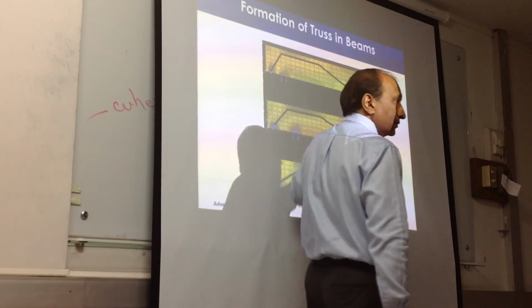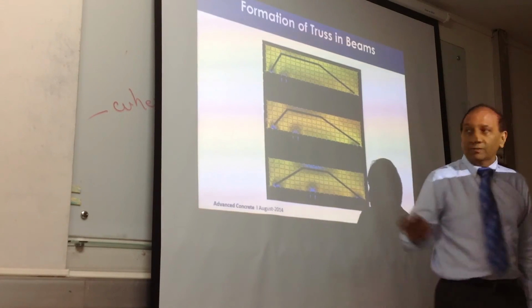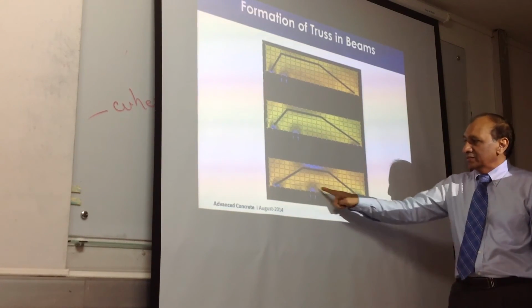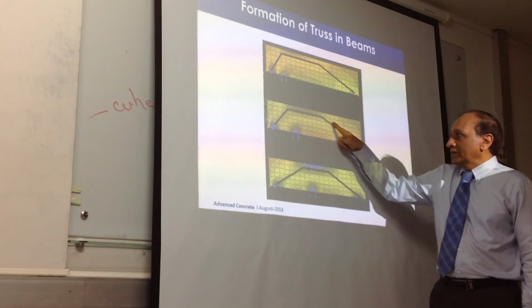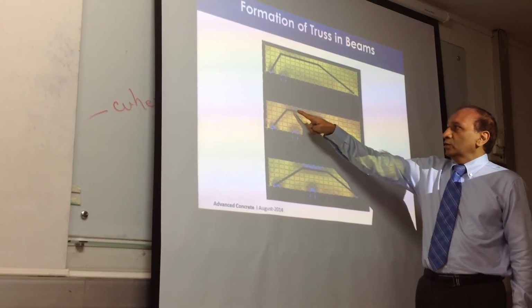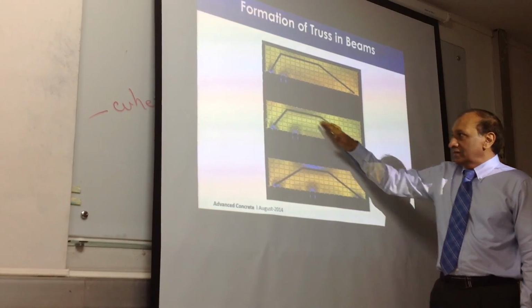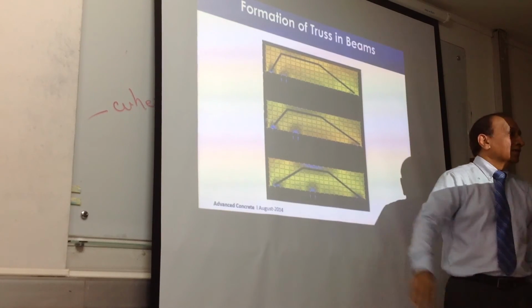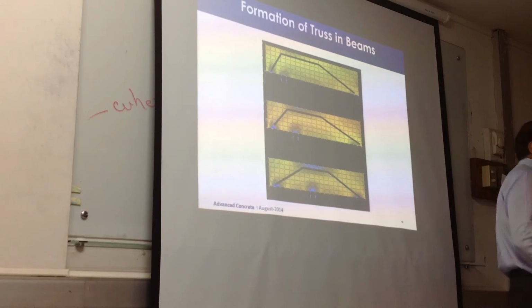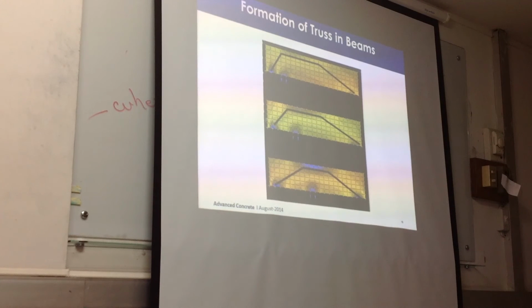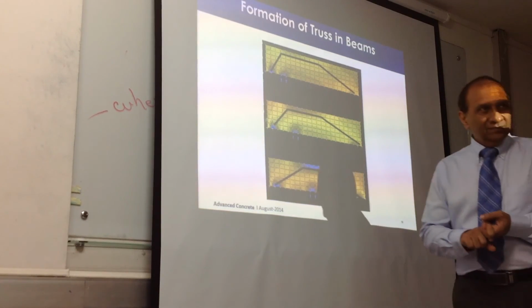An arch is being formed. This is the compression flowing like this, tension will be here. Compression flowing like this, tension will be here. So compression, tension, and an internal arch or internal truss forming inside the beam. So that means the beam does not only have a pure bending mechanism, it also has an arching and a truss mechanism hidden in it. So a beam is a combination of an arch and a truss and a beam, right?